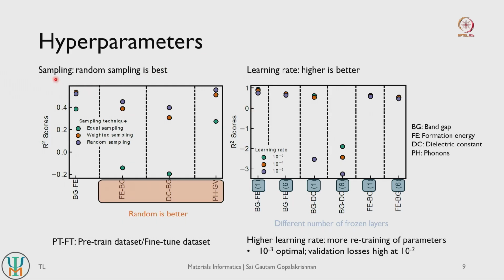So just to summarize, with respect to sampling, we found random sampling to be best, and with respect to learning rate, we found higher learning rates, about 10 to the power -3, to be best. We also explored even higher learning rates, about 10 to the power -2, but then we saw that our validation losses went high, so we find that 10 to the power -3 is sort of optimal.